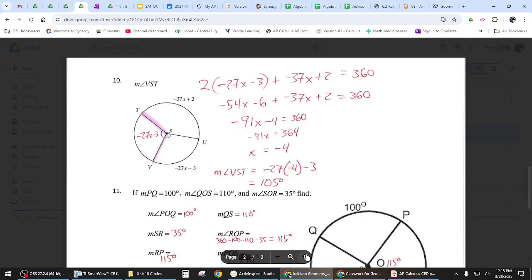So number 10, it's kind of like the one we just did in terms of workload. It's kind of a long equation that you have to filter through, but you end up getting 105 for angle VST, 105 degrees. Any questions on that one? Okay.